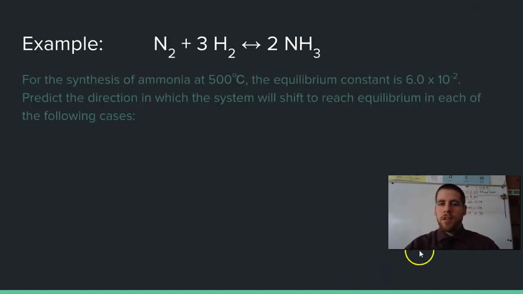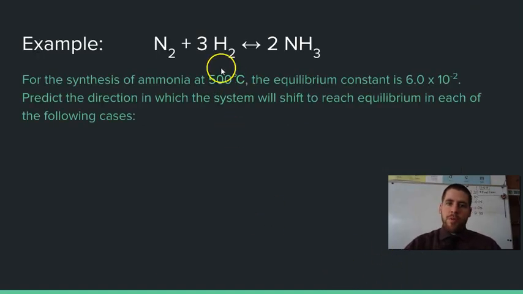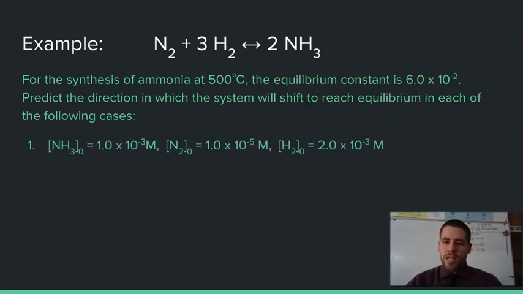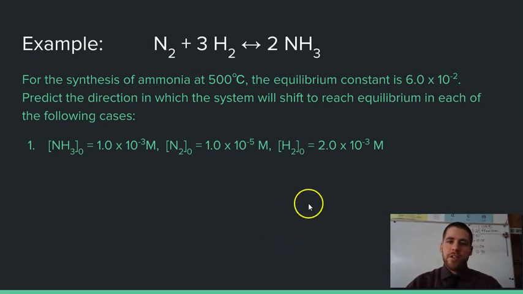Here is an example just like that. If we're producing ammonia from nitrogen and hydrogen, we're given a temperature. The temperature actually doesn't really matter, but it is important that it's at a specific temperature because equilibrium is temperature dependent. But we're given an equilibrium constant. If these are our starting concentrations, then figure out which direction the reaction will shift in order to reach equilibrium.